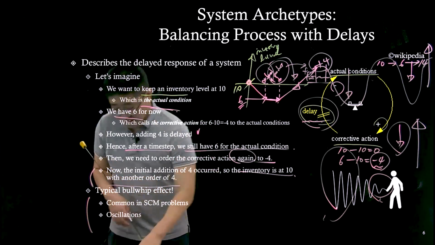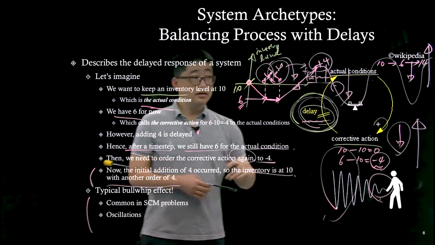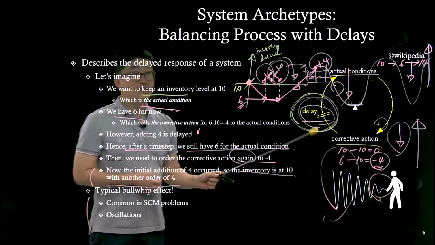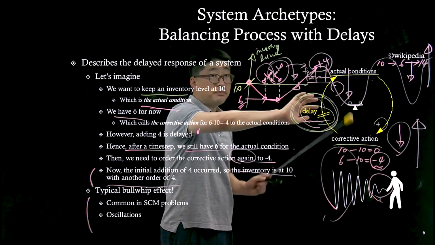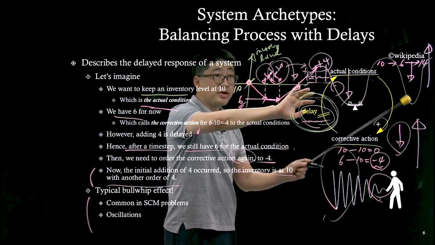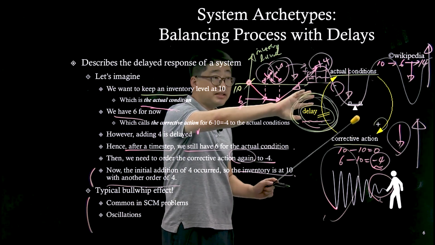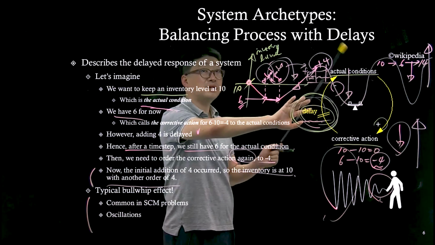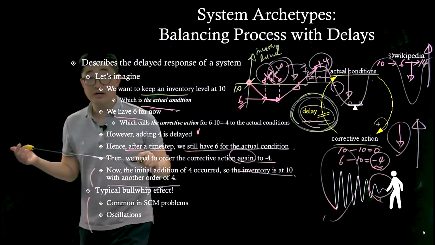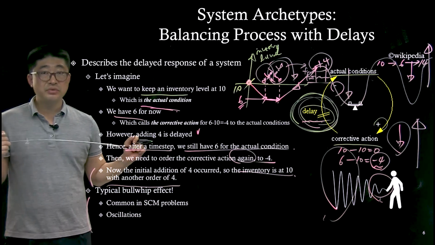By what? By really coming from this delay loop. Why? Because if there were no delay loop, then the order would compensate the inventory right away. We are not going to order any further in the next time step. However, since it's delayed, there is an oscillation going, right? So this is one system archetype that we can utilize in real world cases.